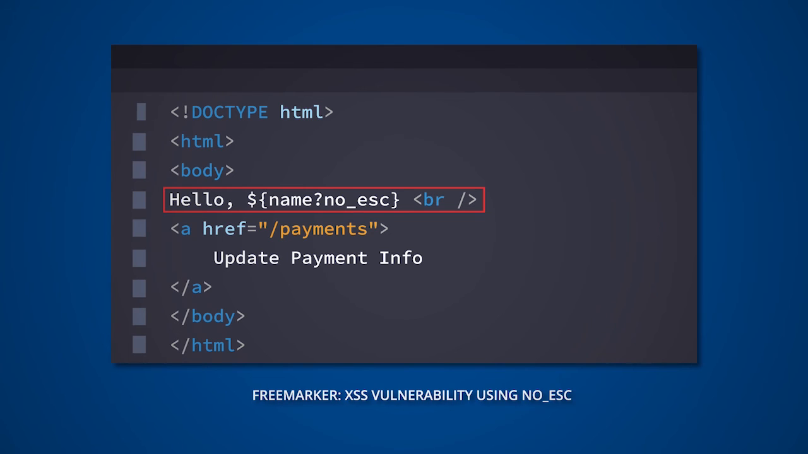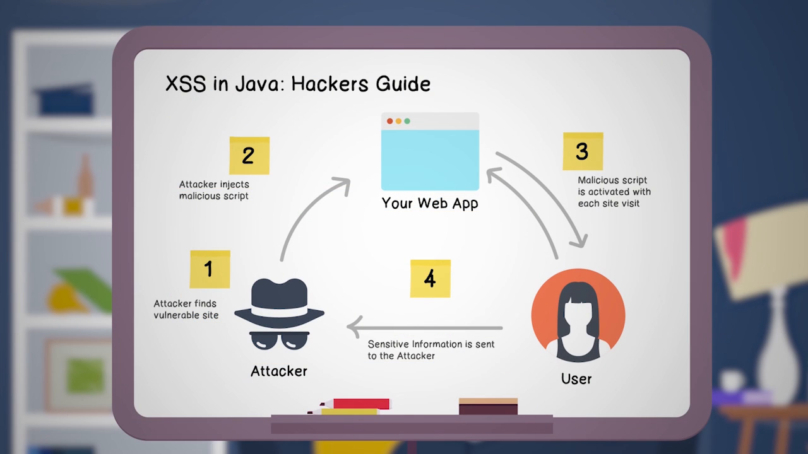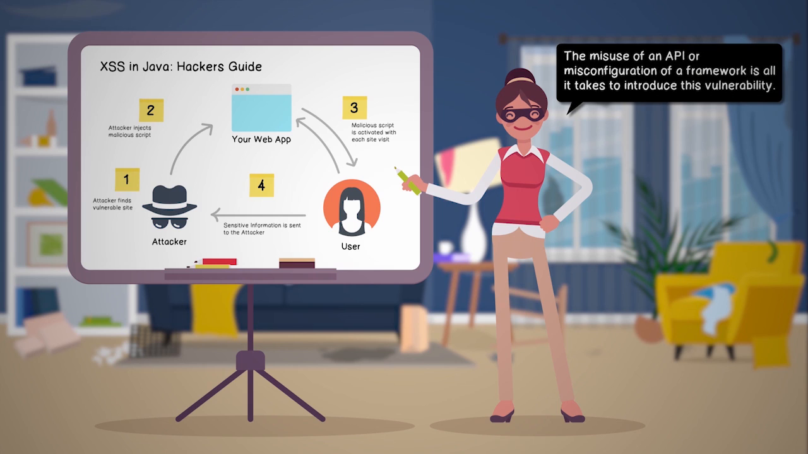Anytime an attacker can trick your Java app into serving HTML and JavaScript code to your user's browser, your app is considered vulnerable to XSS. The Java ecosystem provides a large number of frameworks for generating HTML, all of which contain different default settings and behaviors. The misuse of an API or misconfiguration of a framework is all it takes to introduce this vulnerability.